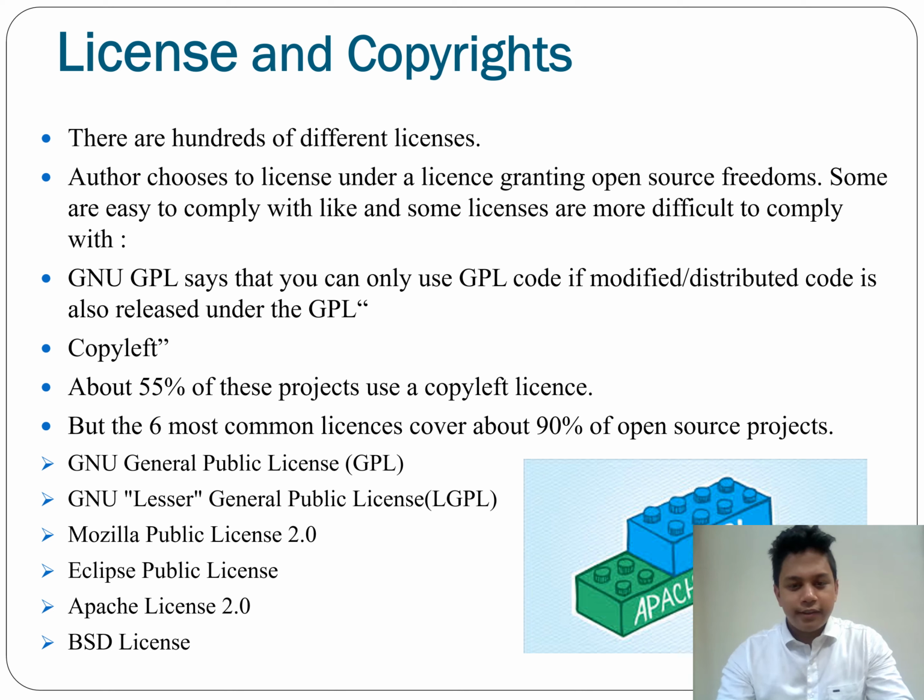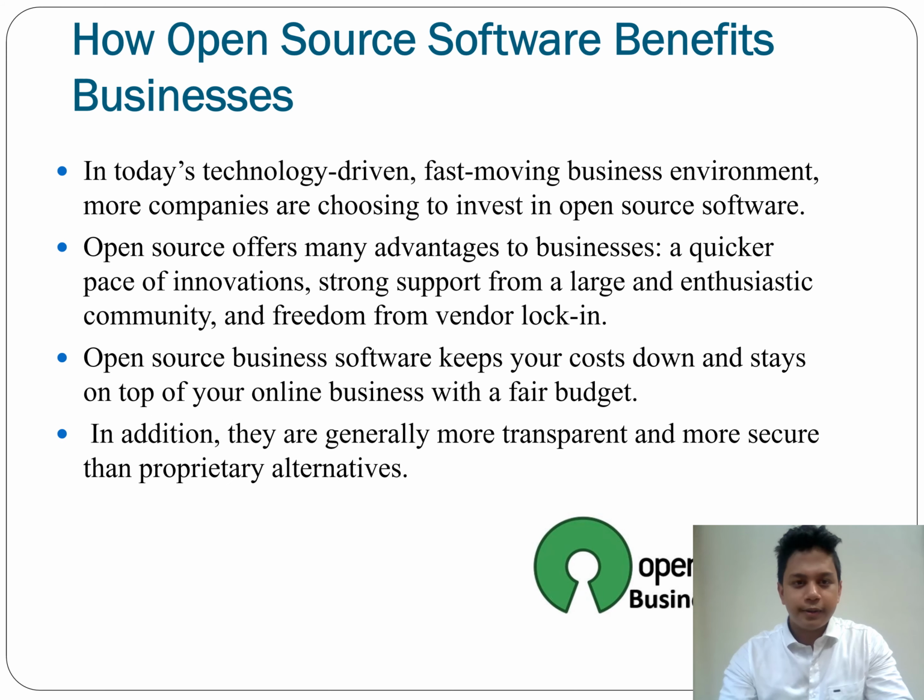So there are 6 most common licenses, used by over 90% of open source projects: GNU General Public License, Lesser General Public License, Mozilla Public License, Eclipse Public License, and BSD license. So these are the licenses that are used in open source software.